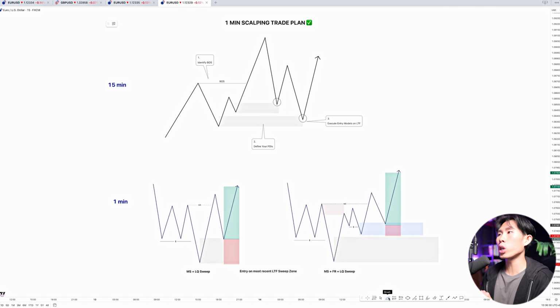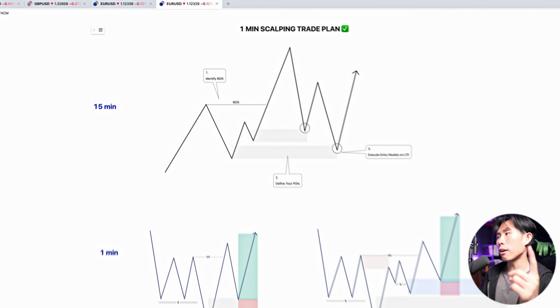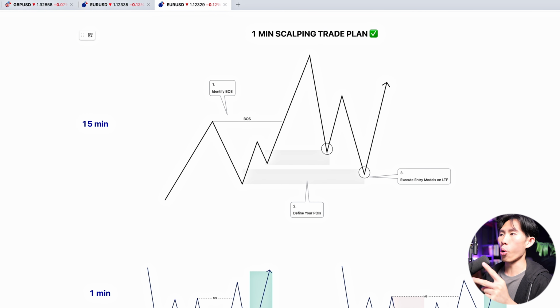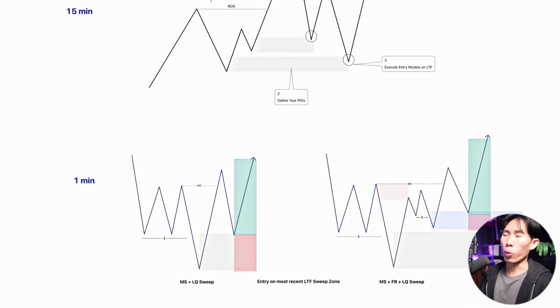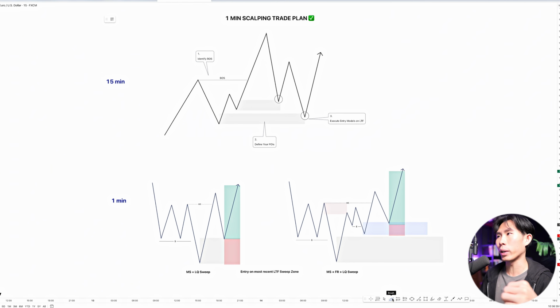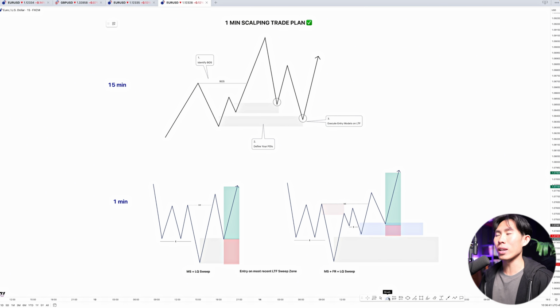The first step, we are only going to be using 2 time frames. Your higher time frame will be your 15-minute time frame, and your lower time frame will be your 1-minute time frame. Right? We want to keep things very simple so that we can execute without hesitation, reservation, or fear.